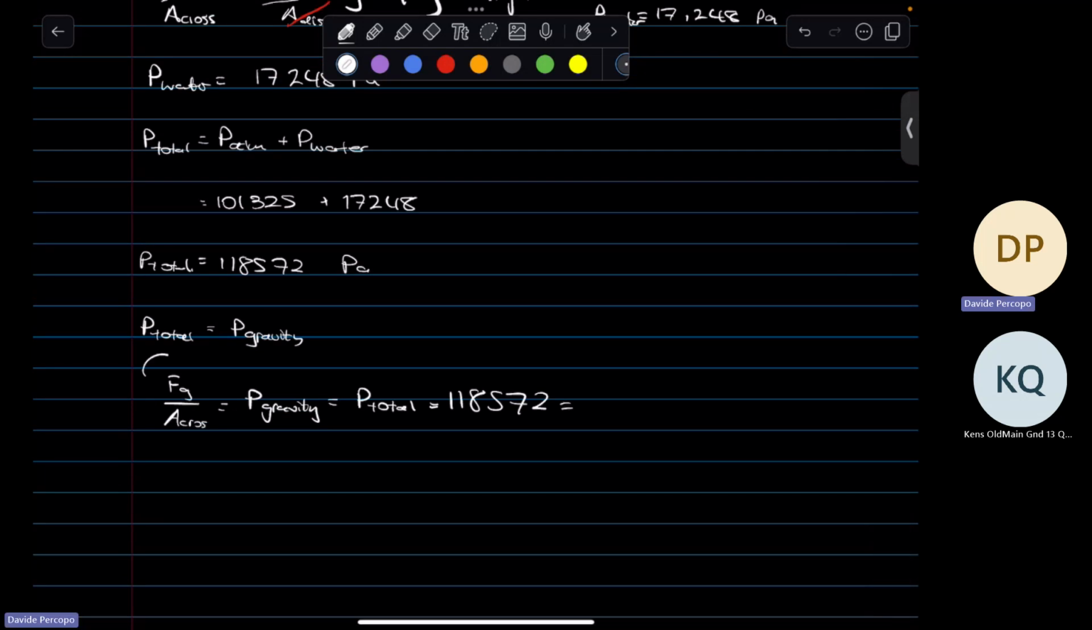Now, using this equation, we know that the force due to gravity is mg on A. That's fine. We do a similar process to before. So this becomes Vg on A. And then V is just A times H on A. These A's cancel, which gives rho Hg.